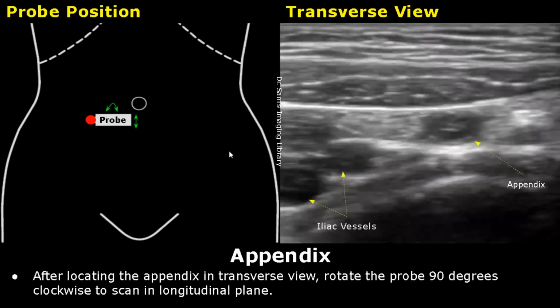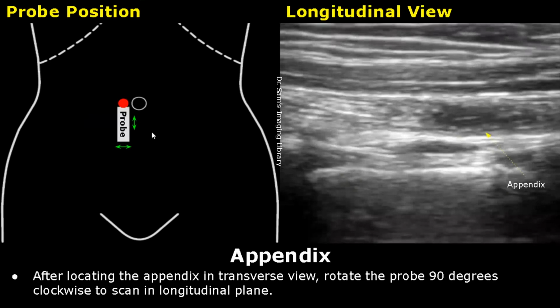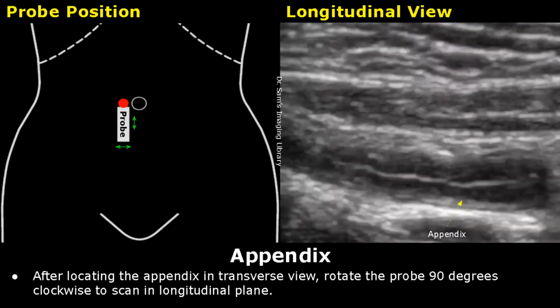After locating the appendix in transverse view, slowly rotate the probe 90 degrees clockwise to scan in longitudinal plane. This is the image of the appendix in longitudinal plane. This tubular structure is the appendix. Slightly adjust the probe in this area to scan the end of the appendix as well. Here we can see the blind end of the appendix.